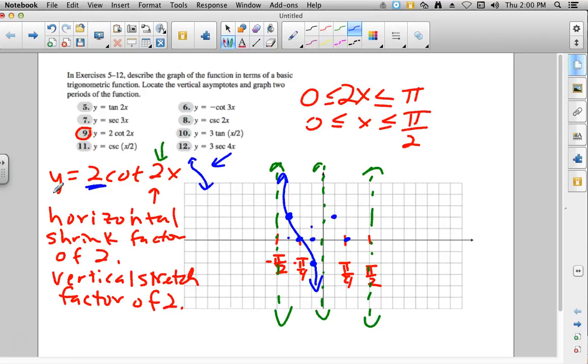So we have to think, which one is this? Is this tangent or cotangent? And then we have to stop and think, we need that vertical stretch of 2. That means for every movement that we make 1 unit to the right or left, we're going to go vertically 2 units. And that gives us the 2 periods that they want for that function.